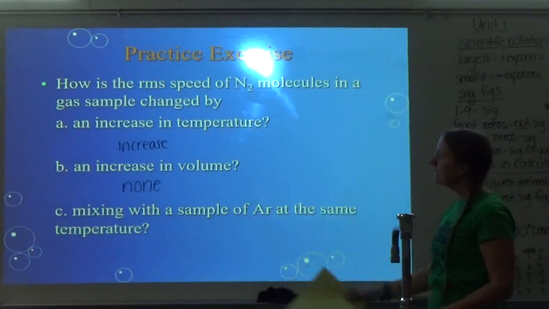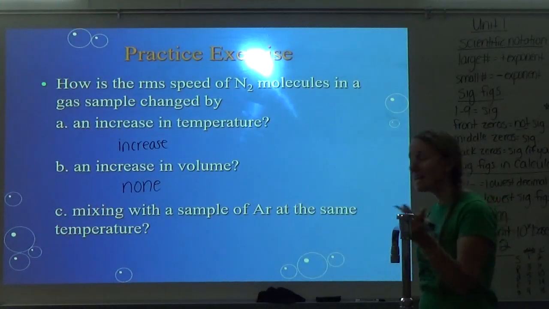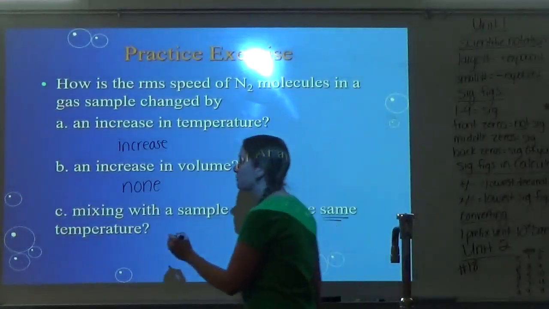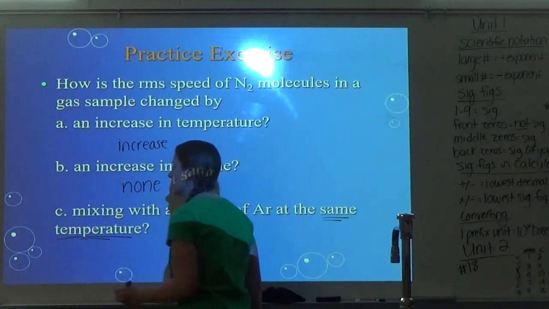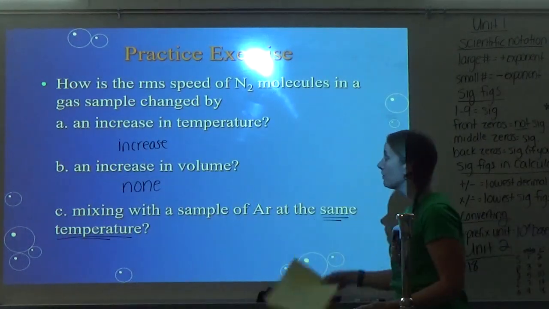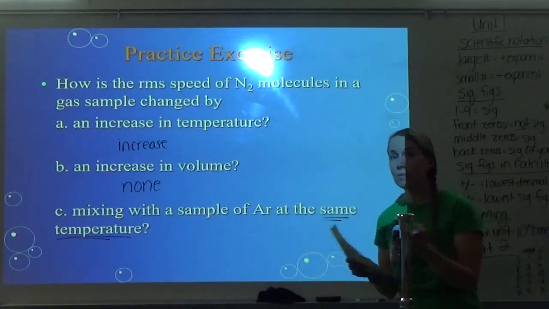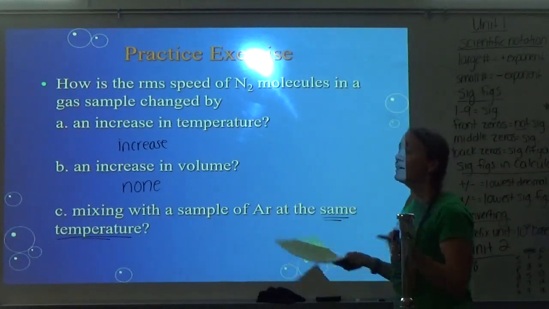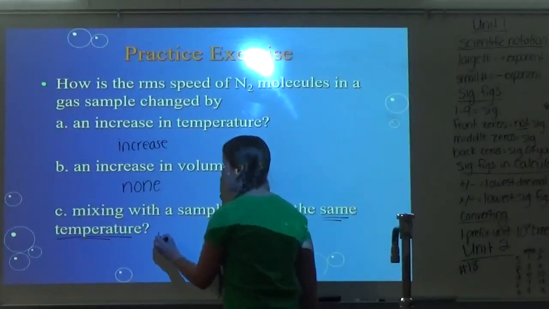All right, next is mixing with a sample of argon at the same temperature. So remember, speed, or kinetic energy, is affected by temperature. So if you just add more argon, sure there's going to be more collisions and more pressure, but the speed itself is not going to change. There will be no effect.